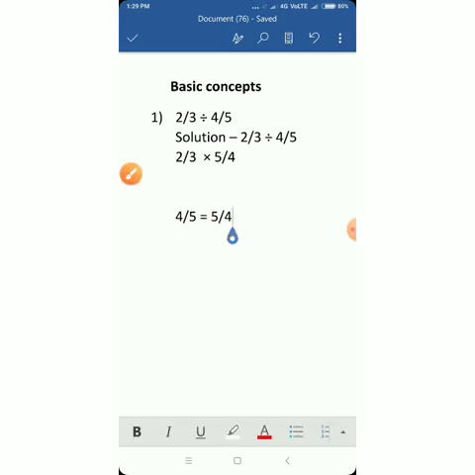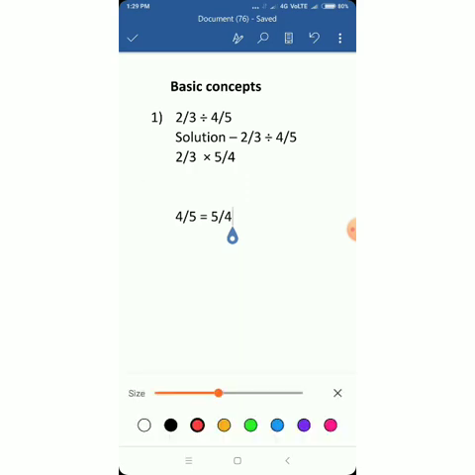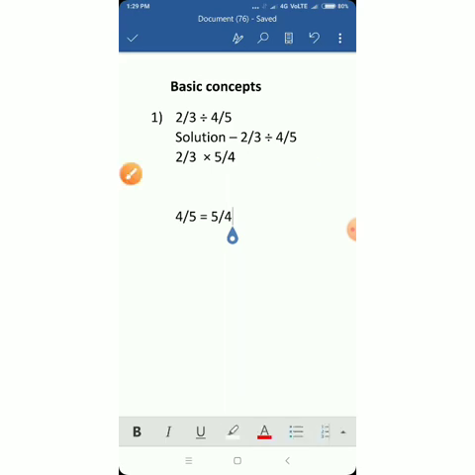Okay, so if we are changing the division sign to a multiplication sign, whatever number is written after the division sign, we have to change that number. So the numerator will become the denominator and the denominator will become the numerator. That we call the reciprocal of that number. 4 upon 5 is becoming 5 upon 4. 4 which was the numerator, now it will become the denominator, and 5 which was the denominator, now it will become the numerator. We will solve all these questions like this only.